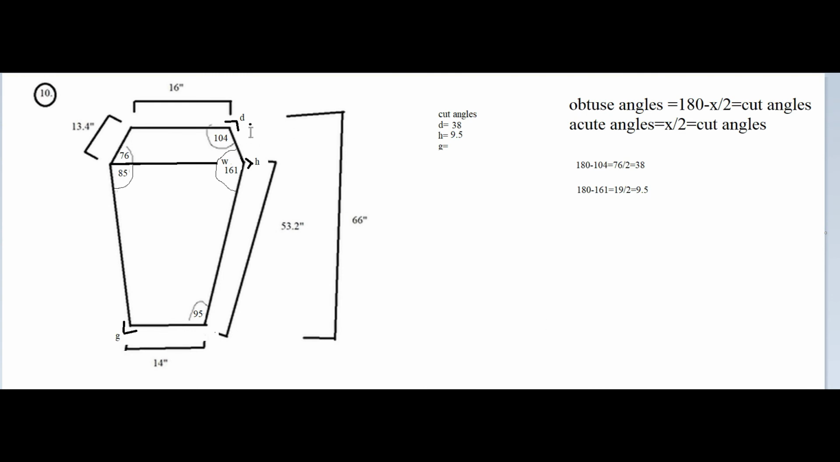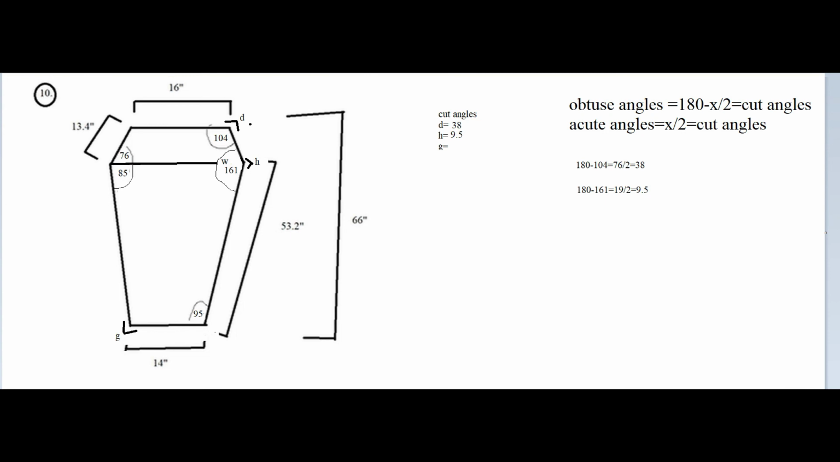So what that means is this board is going to be 13.4 inches long. One angle is going to be cut at 38 degrees and the opposite side is going to be cut at 9.5 degrees. This also means that since this one is 16 inches in width, and this is 140 degrees and this is 140 degrees, we know that D is 38. So this 16-inch board is going to be cut on both sides at 38 degrees.